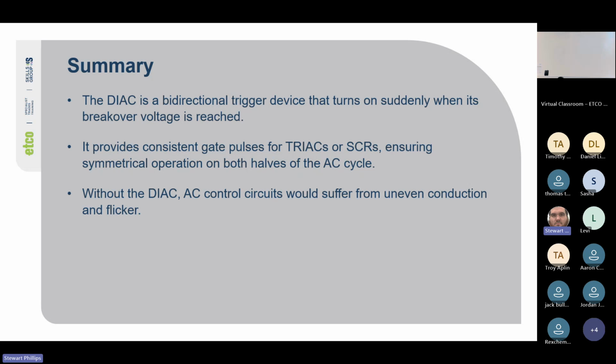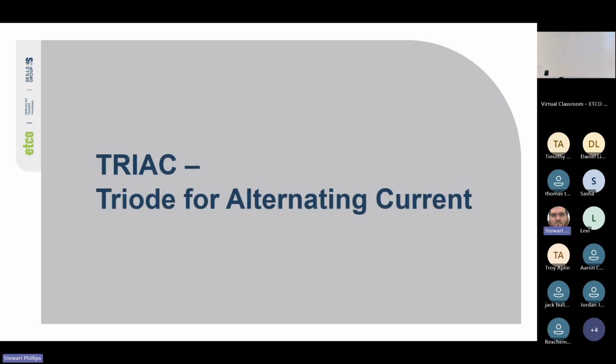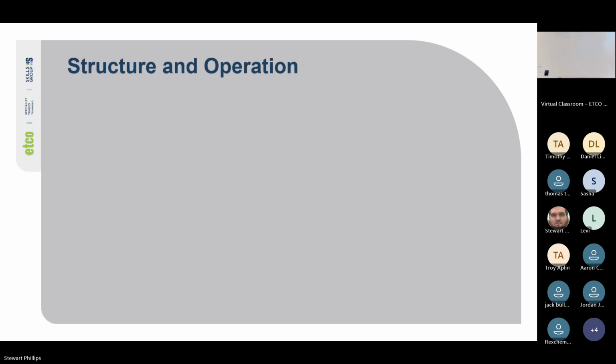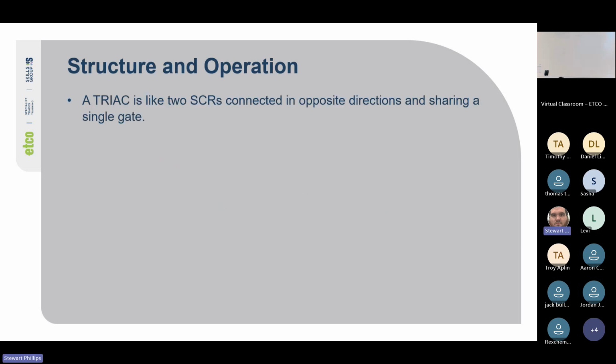Cool. So now that we've finished looking at diacs, we'll look a little bit more at triacs. They're known as triodes for alternating current. So we'll look at why it's called a triode in a little bit. Cool. So a triac is like two SCRs connected in opposite directions and sharing a single gate. Cool. So it can conduct current in both directions when triggered.